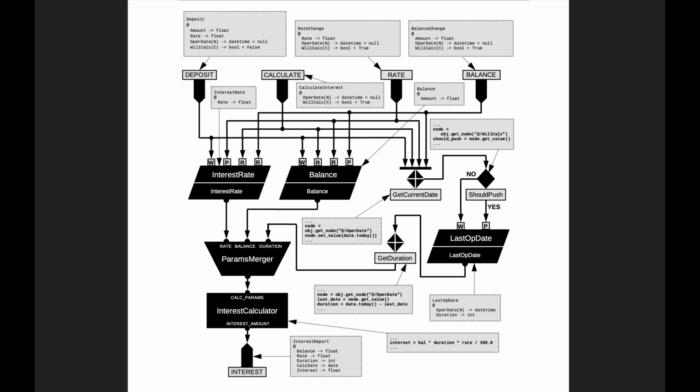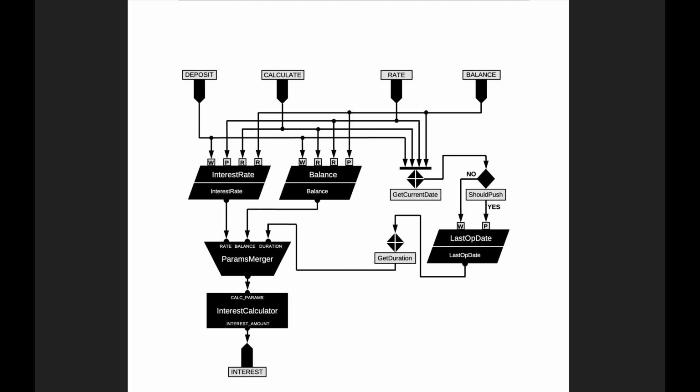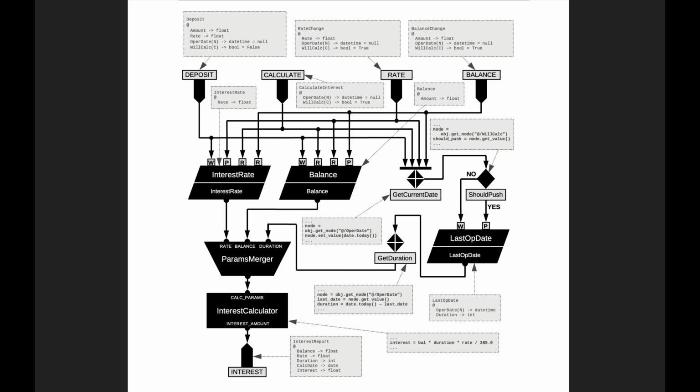Let's explore 4 business cases of calculating account interest. This is a pipe diagram. Light gray rectangles with dotted borders are comments containing associated data structures or fragments of Python code running inside of elements. First case is initial deposit.